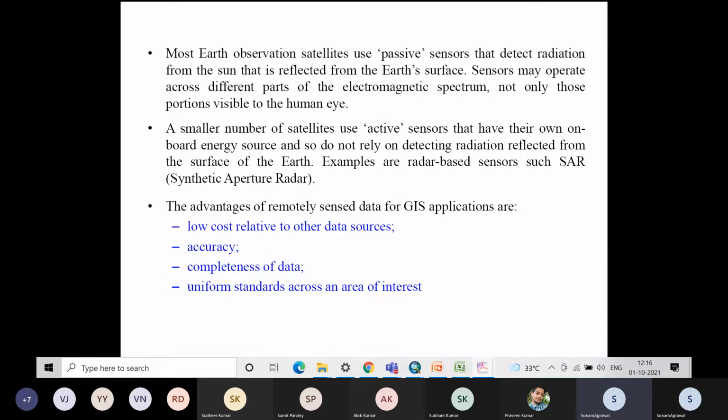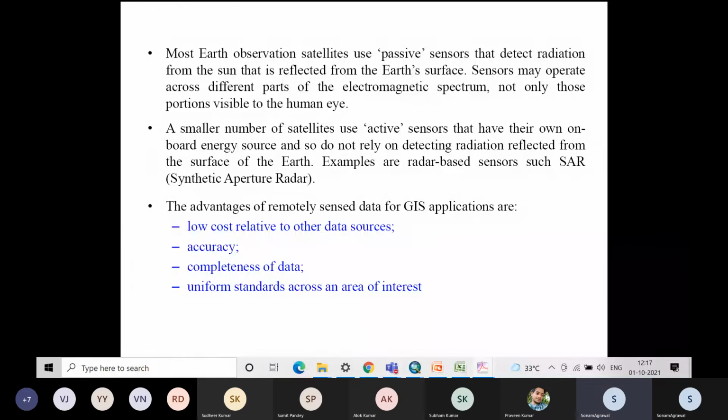Then uniform standards across an area of interest. The satellite system is based on well-defined standards. You will not find variation in this whole mission. That's why the standards are very uniform. Like suppose if you are taking two different countries' data, in that case, first of all, aerial photography could not work because you cannot go to the other country. Like suppose if you have one study area, India, and another study area, say some nearby country, say Myanmar. You cannot go to Myanmar and do all this task. You can go, but only if you have that much budget. In that case, we will take the satellite data because almost most places of the Earth are captured by it. So the completeness of data is there, the uniform standards are there. Therefore, satellite images are quite preferred.